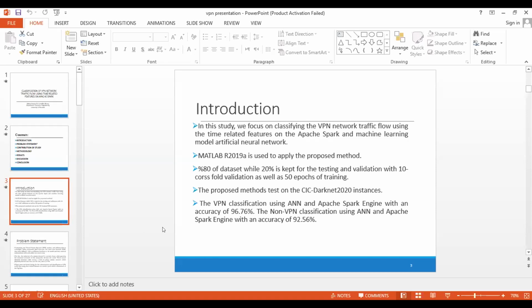Okay. It is clear that this is the first work that introduced and analyzed an artificial neural network and the Apache Spark engine to implement the classification of VPN network traffic flow. In this process, I got an accuracy for VPN classification using ANN and Apache Spark of 96.76%, and an accuracy for non-VPN classification of 92.56%.